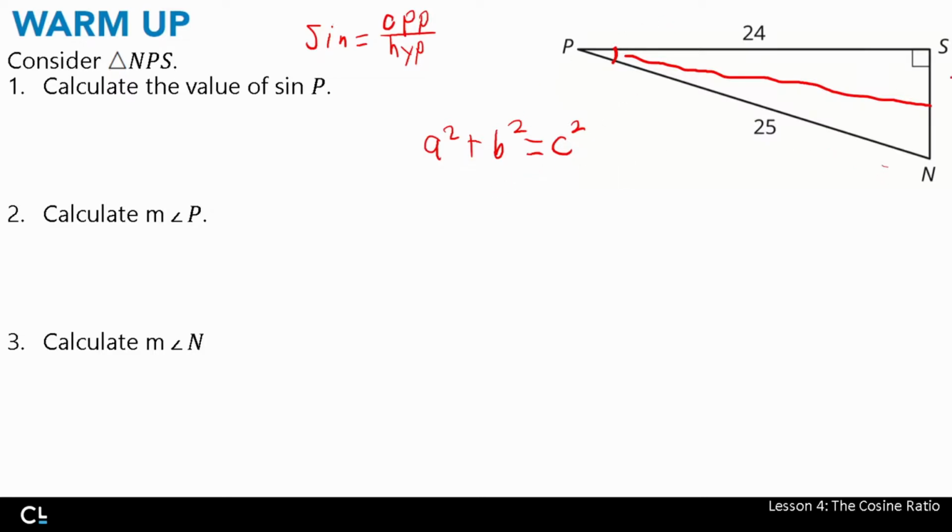So I could fill this in. A is going to be my blank, my variable, which is going to be SN. B is going to be 24 because that's the other leg of this right triangle. So we're going to have A squared plus 24 squared equal to C squared, which is 25 squared.